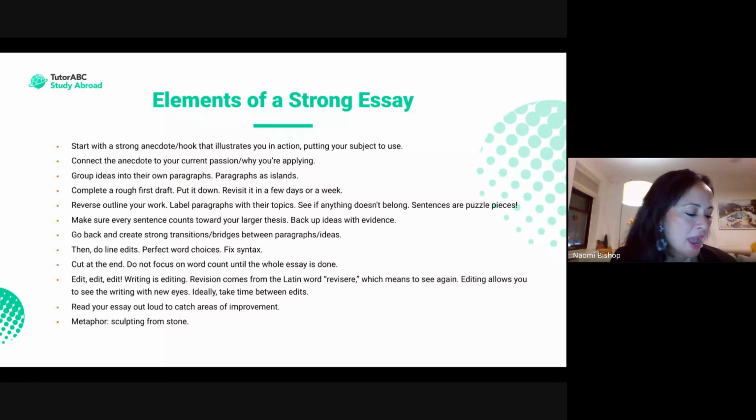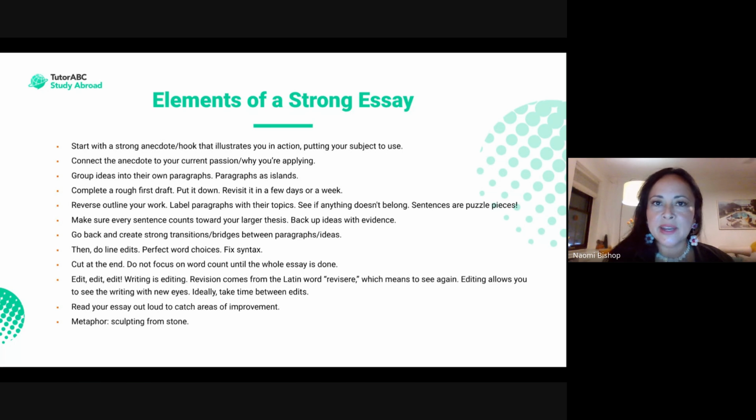And then go back and create strong transitions and bridges between paragraphs and ideas. If paragraphs are islands, you need bridges to get to those islands. So you need seamless transitions. And that's where the tutor ABC can help you with that as well. So don't get too bogged down, but it's just something to think about. And then do line edits, like perfect your word choices, fix your syntax, your wording. And then I cut at the very end. I do not focus on word count, like I said, until the whole essay is done. I want to make sure all the information is there, and then I trim the fat.